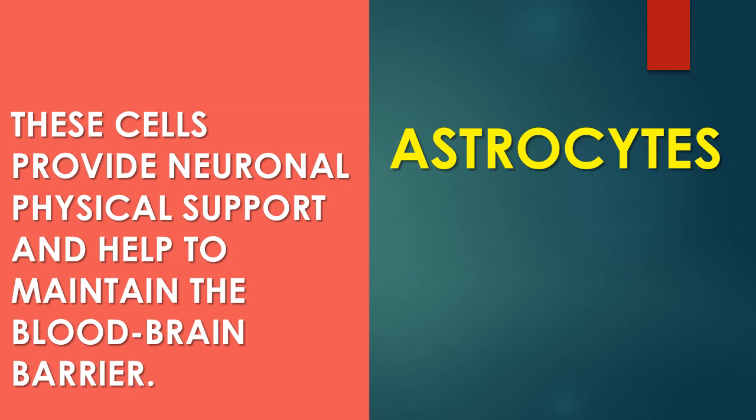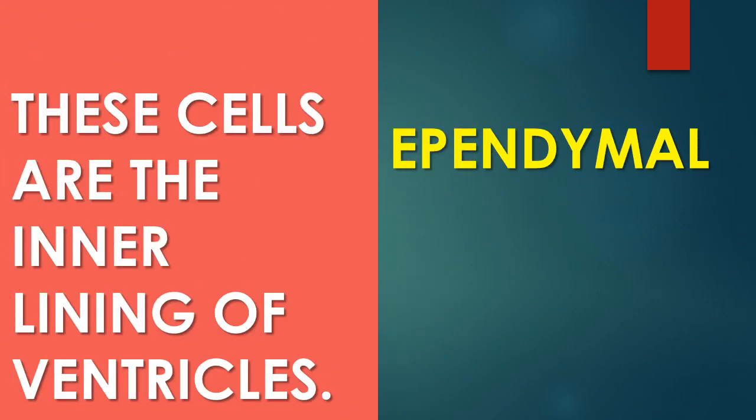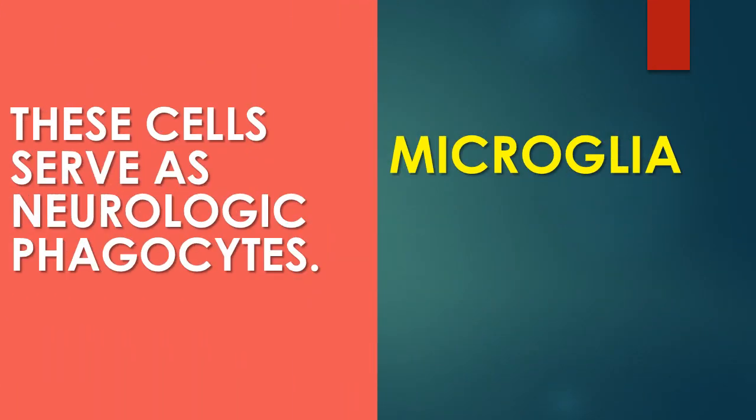These cells provide neuronal physical support and help to maintain the blood-brain barrier. Astrocytes. These cells are the inner lining of ventricles. Ependymal. These cells serve as neurologic phagocytes. Microglia.